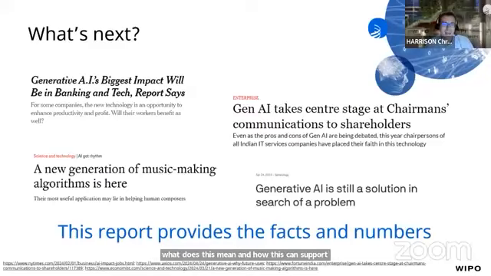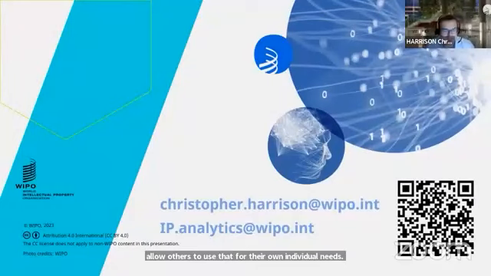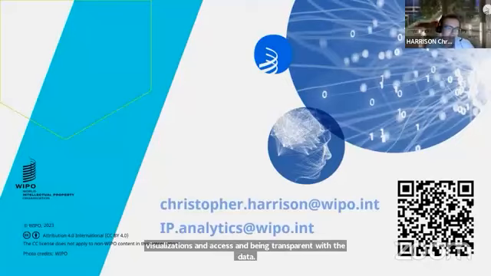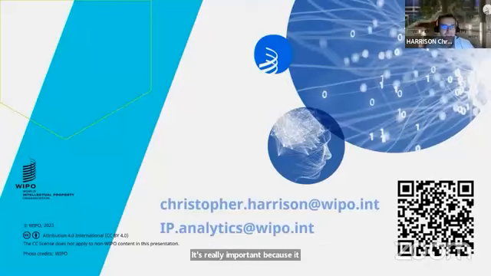that we take. Because as a UN agency, we have many different member states that have many different interests in these areas. So our role is to present the evidence base and allow others to use that for their own individual needs. And that's why the interactive visualizations and being transparent with the data is really important, because it allows different parties and different member states of WIPO to uncover the insights relevant to them.